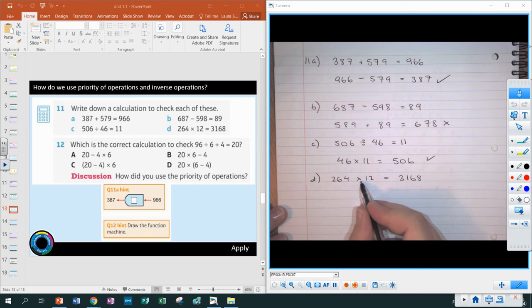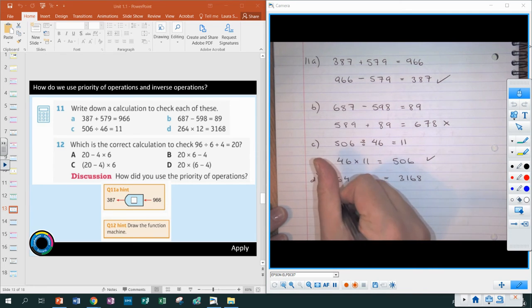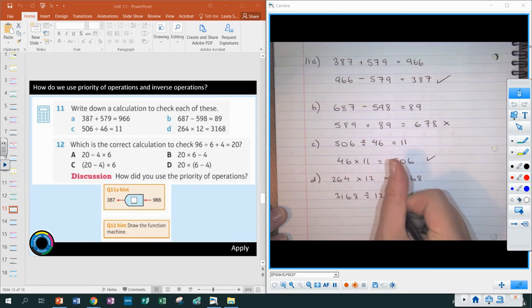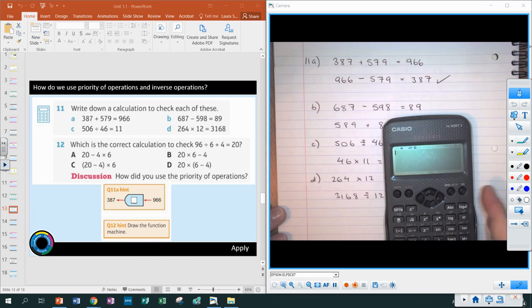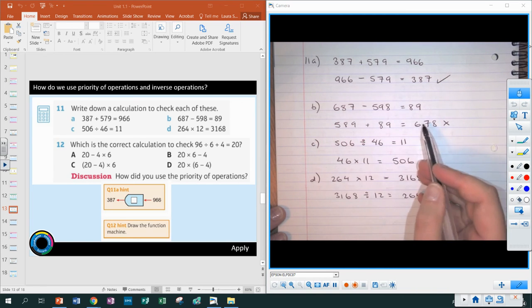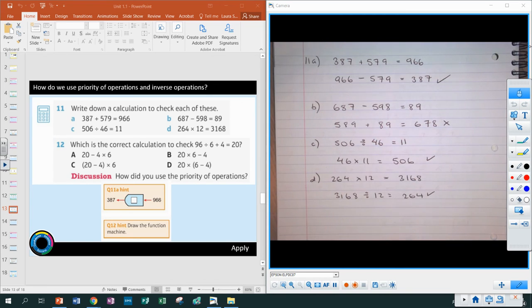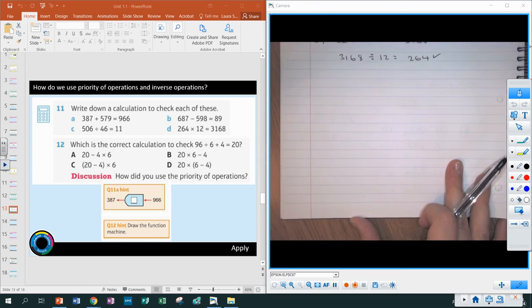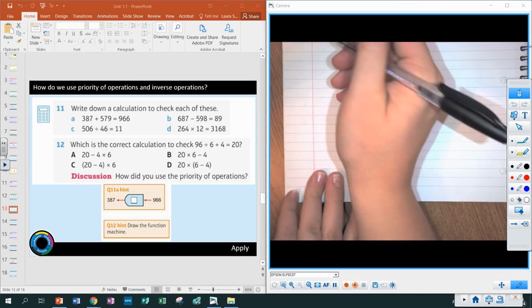Okay, so the inverse of multiplying is to divide. So let's see if 3,168 divided by 12 will give us 264. Let's check. 3,168 divided by 12 is 264. Okay, so we are okay. So the only one there that did not work out was B, so that was wrong. They should have written 678. Okay, that moves us on to question 12.